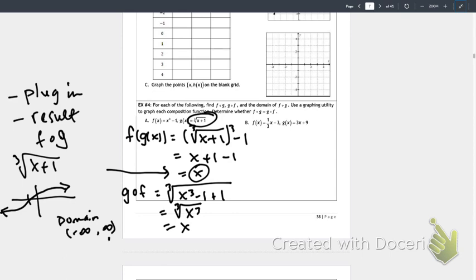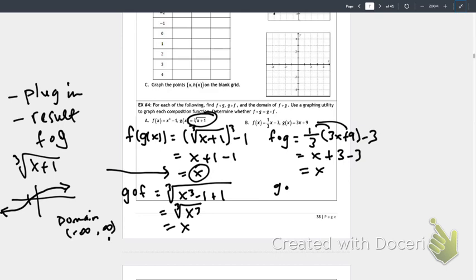All right, on the next one, when we do f of g, we're plugging in the g function into the x on the f function. So that'd be 1/3 times 3x plus 9 minus 3. Distribute the 1/3. We get x plus 3 minus that 3, which gives me x.